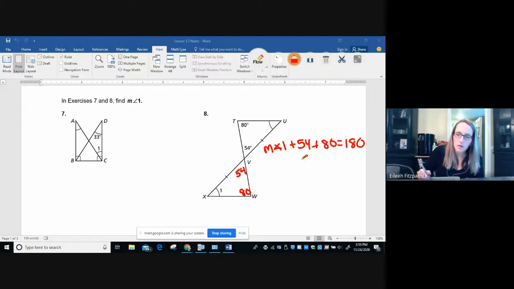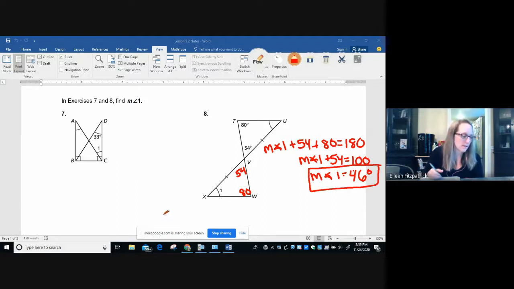So we're going to subtract 80 from both sides. The measurement of angle 1 plus 54 equals 100. Then you're going to subtract 54 from both sides, and you're left with the measurement of angle 1 equals 46 degrees. All right.